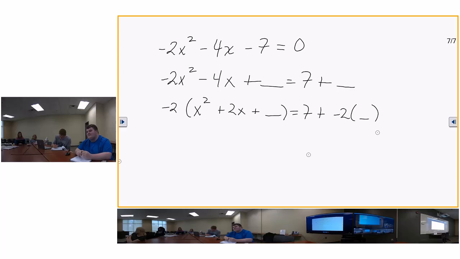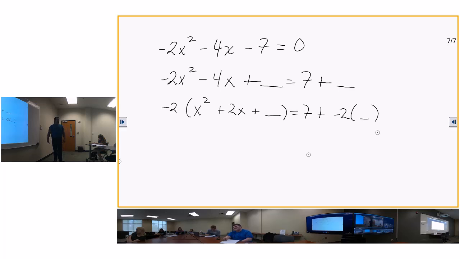So negative 2x squared plus 2x plus blank is equal to 7 plus 2 times blank. Okay. I think I got this. Okay, so what's half of 2? 1. I'll do that for you. 1 squared is 1.